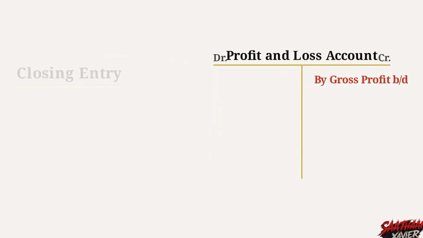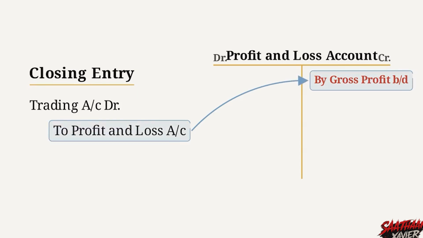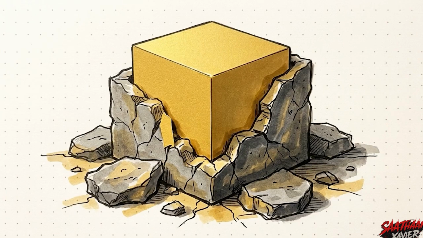To move that money, accountants use closing entries. We specifically debit the trading account and credit the profit and loss account. Establishing this starting balance is only step one. Now that gross profit must run the gauntlet. We have to strip away the operational noise to find the actual money the business generated.